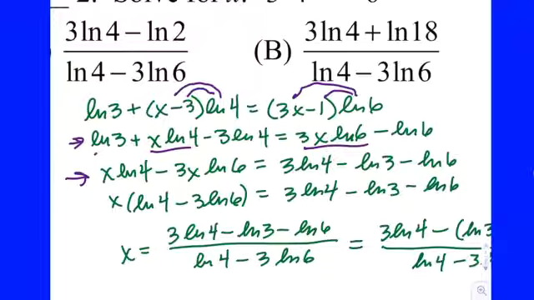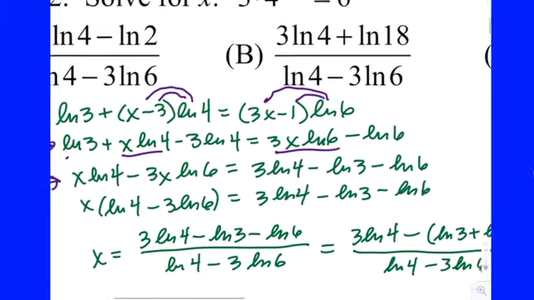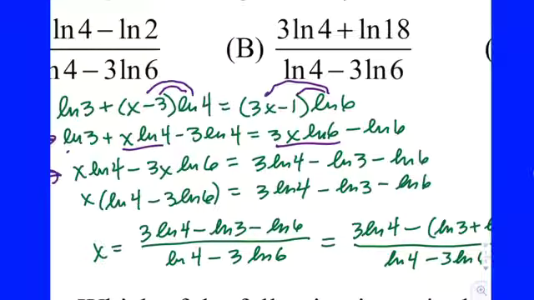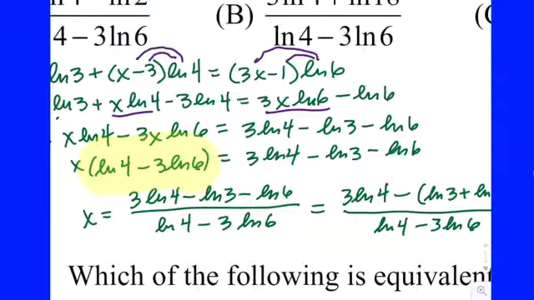Once you get everything separated, x on one side, non-x on the other, now it's time to factor out the x. So that's the line below. I pulled out the x, ln of 4 minus 3 ln of 6, and the right side is just patiently waiting. Now that I have x times a quantity, all I've got to do is divide both sides by this quantity. There it is. And then I end up with the right side, 3 ln of 4 minus ln of 3 minus ln of 6, all over ln of 4 minus 3 ln of 6.